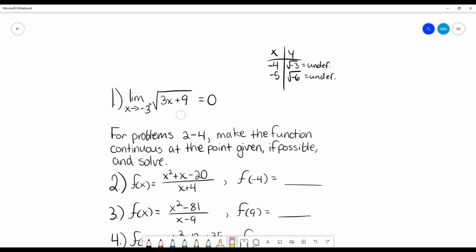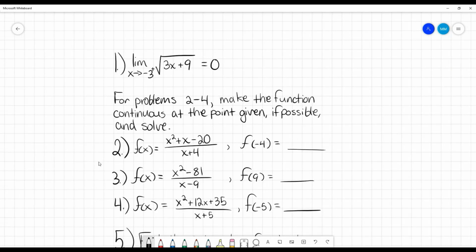So we're lucky in that we were approaching from the right side, so this limit does exist, but keep in mind, because we're inside this radical here, any values that would be less than this 3, because it's right at the edge of our domain, anything less than this would result in this being undefined.